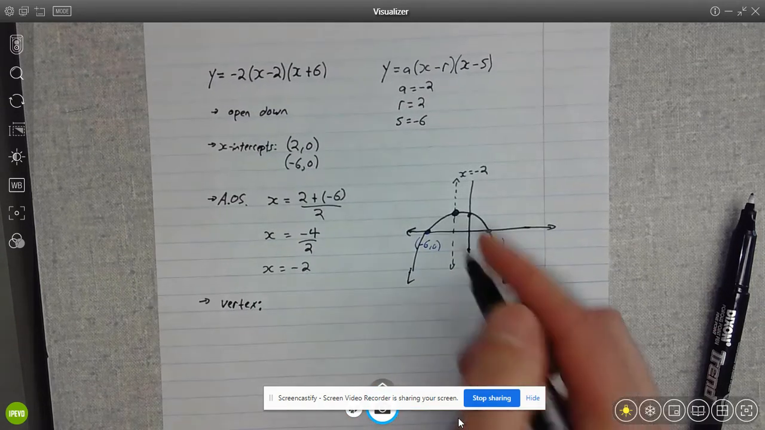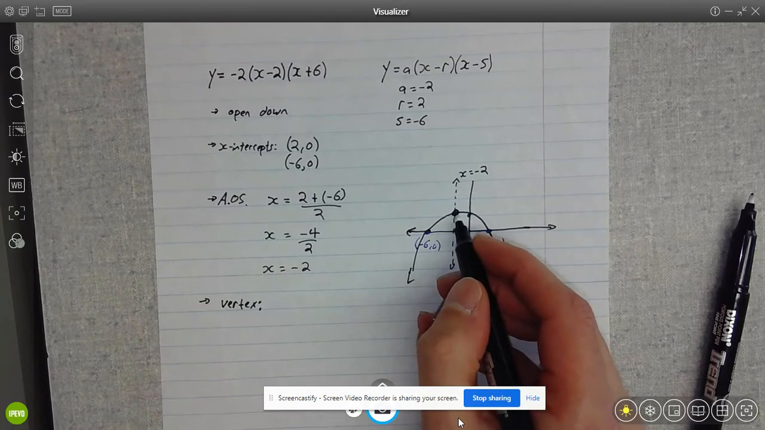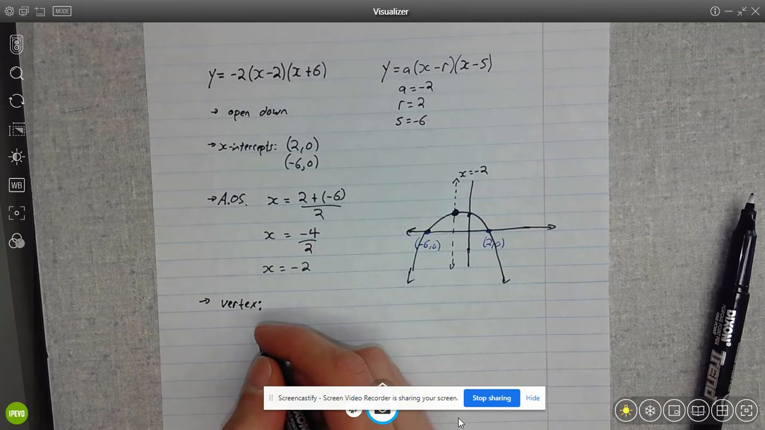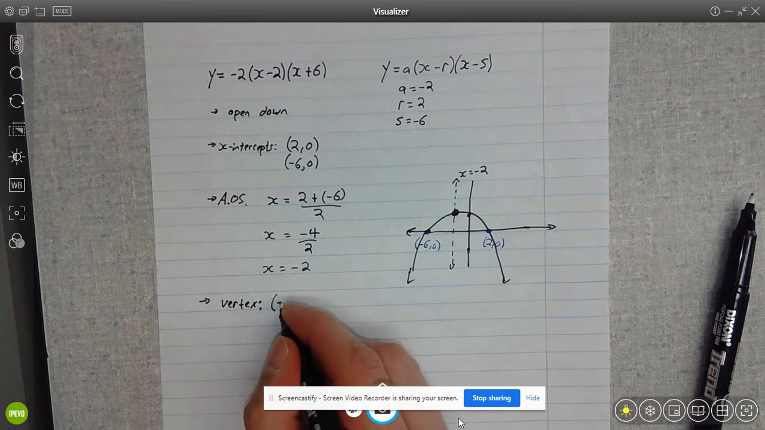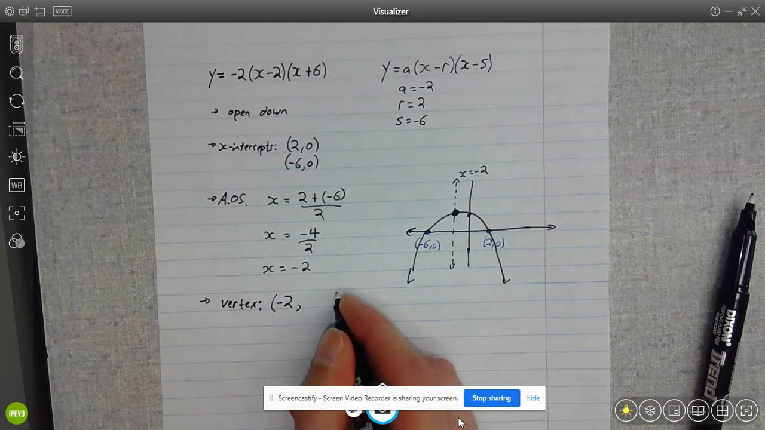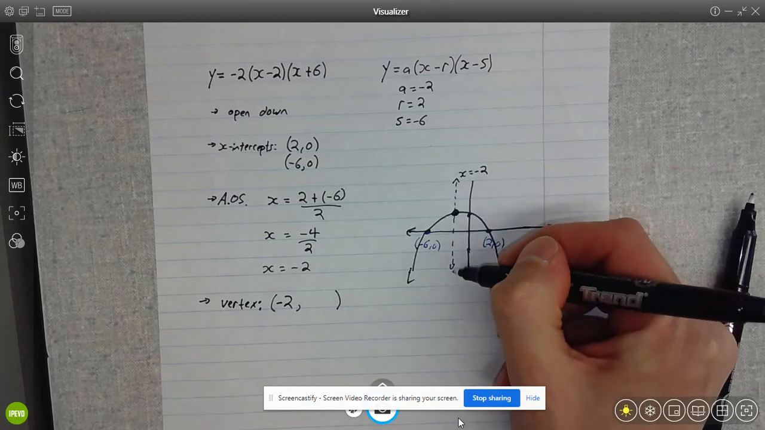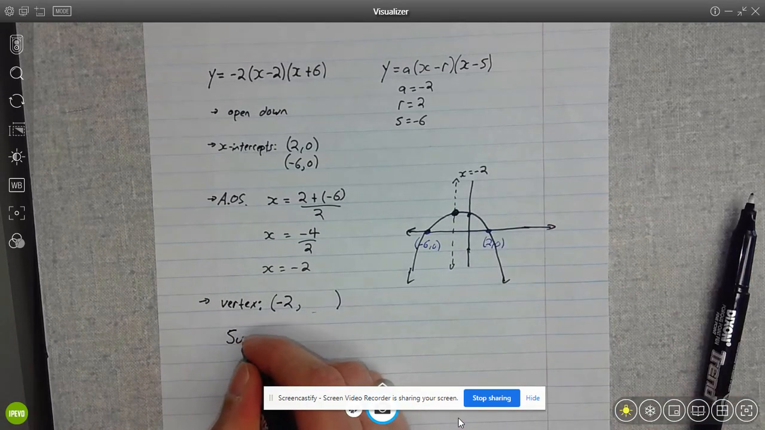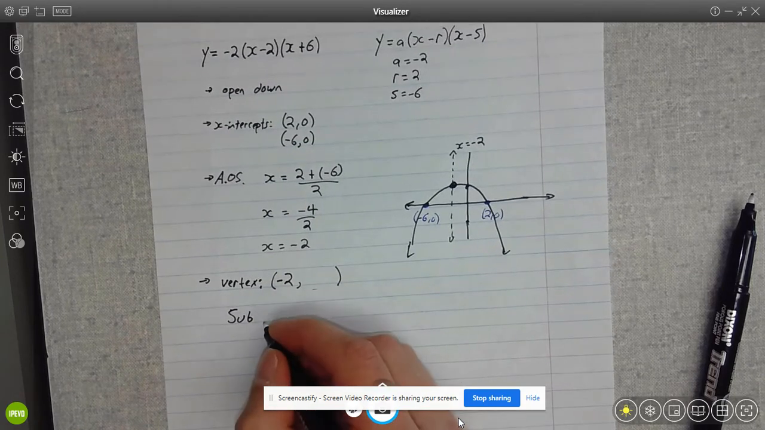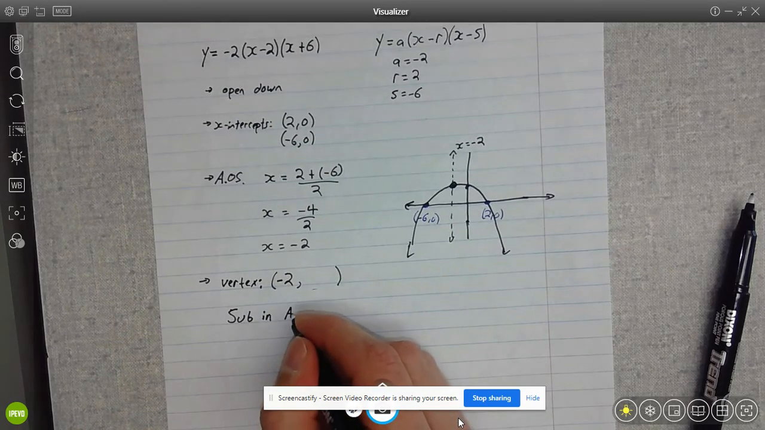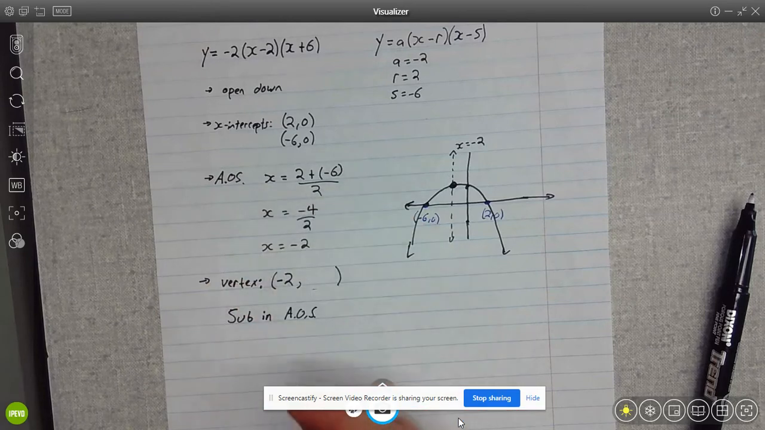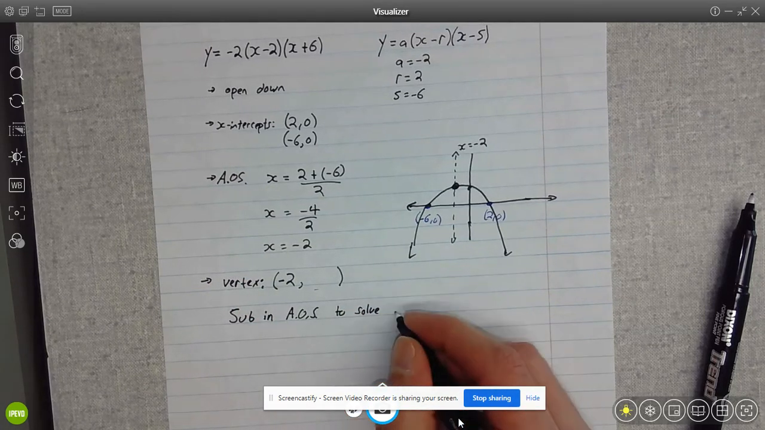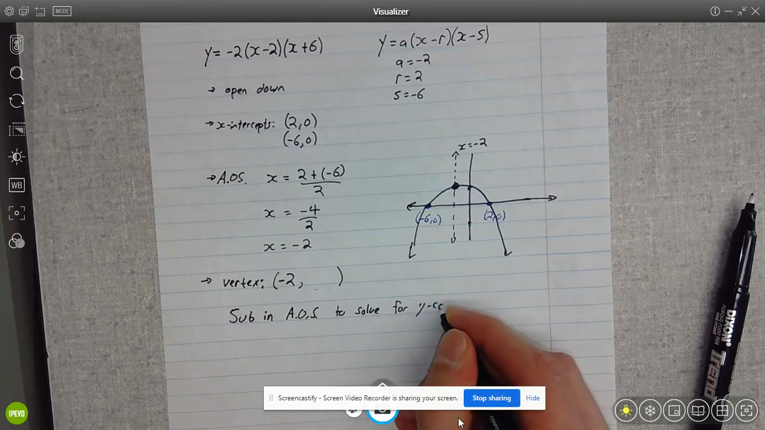So first, the vertex is the highest point. It's always in the middle of the parabola, so it's always on the AOS. So I know the x-coordinate of the vertex is -2 because it's on this vertical line going through -2. And I just need to solve for the y value, the y coordinate. So I'm going to sub in the AOS into my equation to solve for the y coordinate. So we can write down what we're going to do.